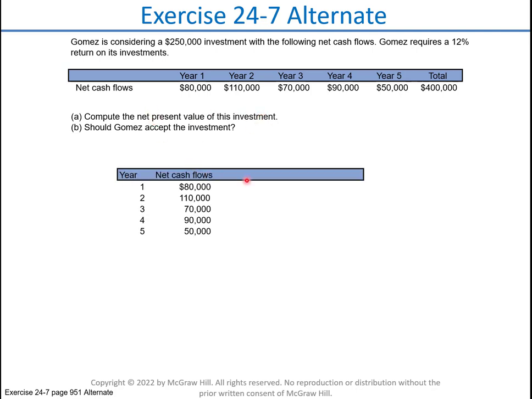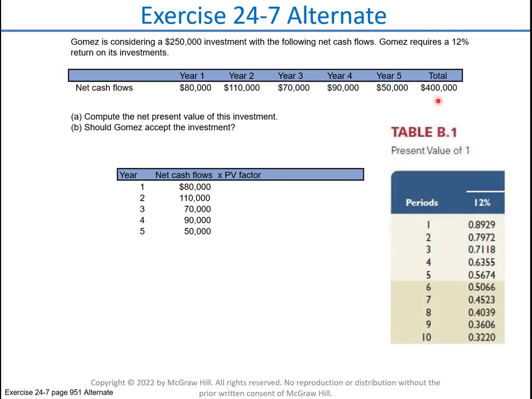Now we are looking at an alternate for exercise 24.7, where we are computing the net present value. We're starting off with listing our net cash flows for each year, which are listed up here, times the present value factor. So to get the net present value, we have to look at the tables. This is table B1 in your appendix. There will be a link to this in your homework.